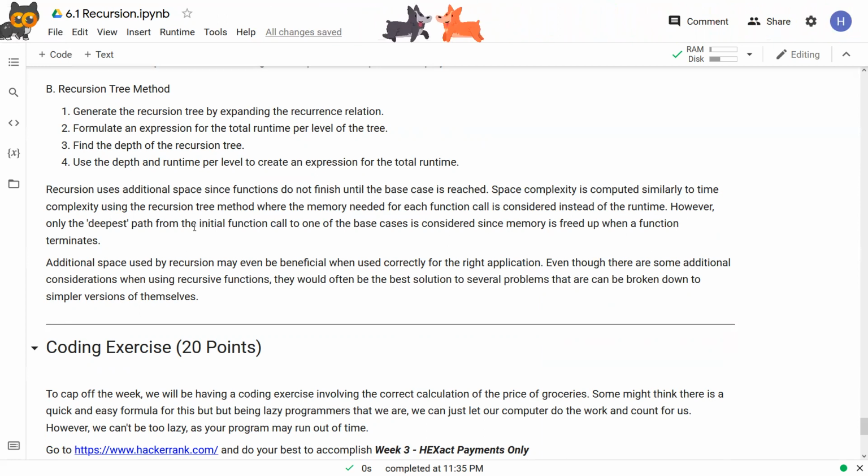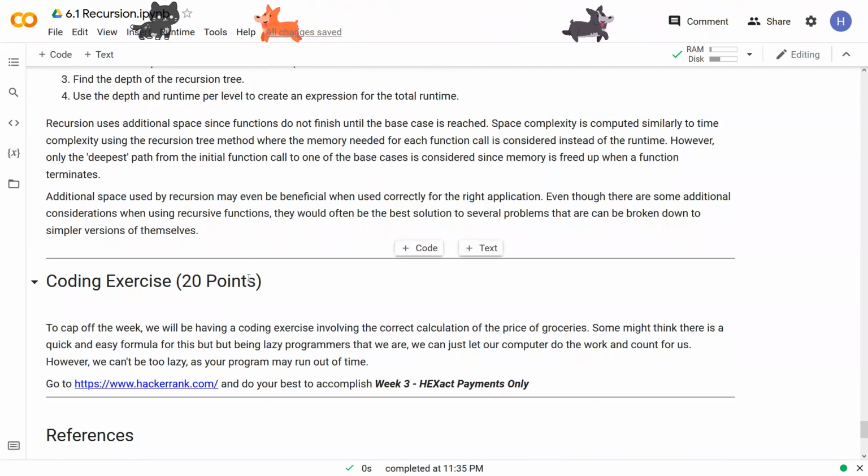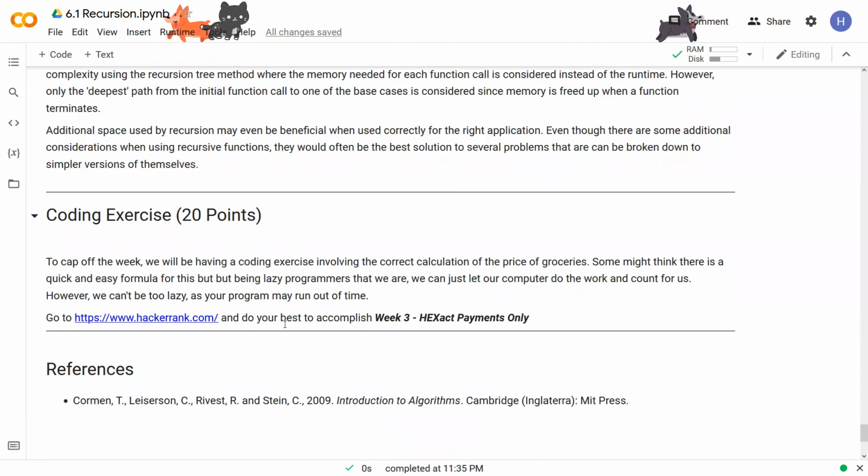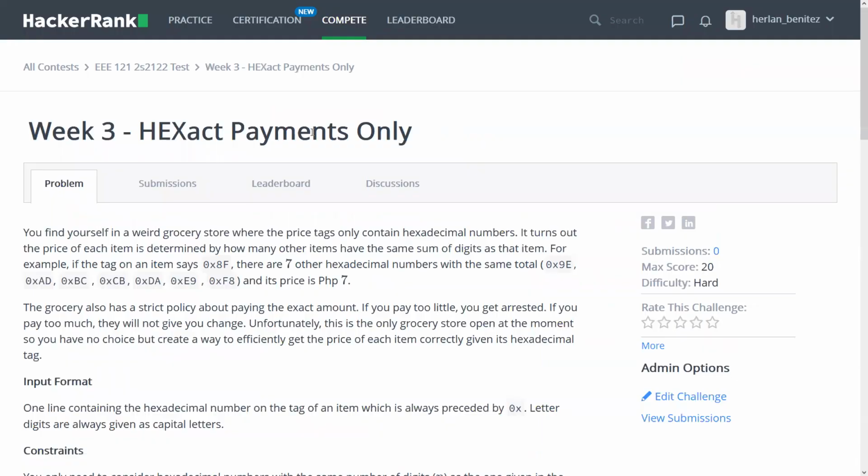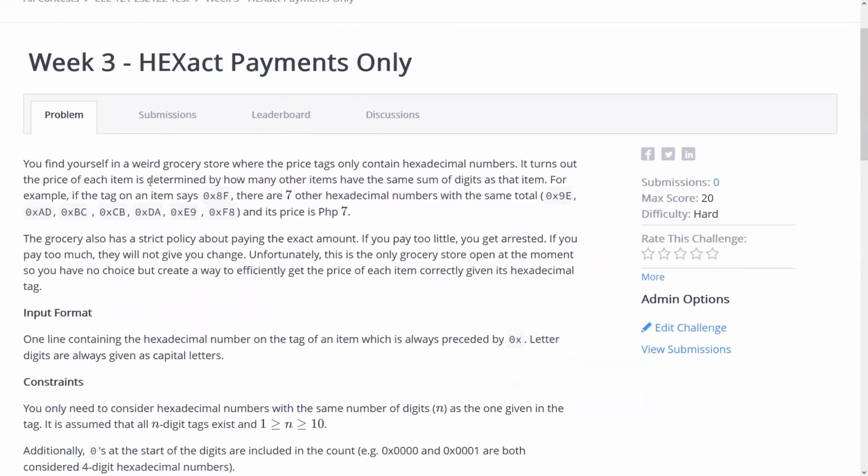So, your final activity then to cap off the week is a coding exercise on HackerRank, which is, ayun, I guess pwede ko siyang i-introduce dito sa aking video. So it's entitled Hexac Payments Only because you find yourself in a weird grocery store where the price tags only contain hexadecimal numbers. And then it turns out yung price ng ating item na binibili is determined by how many other items have the same sum of digits.